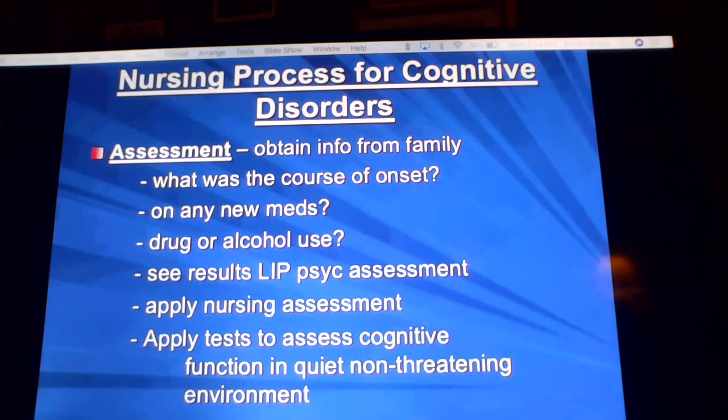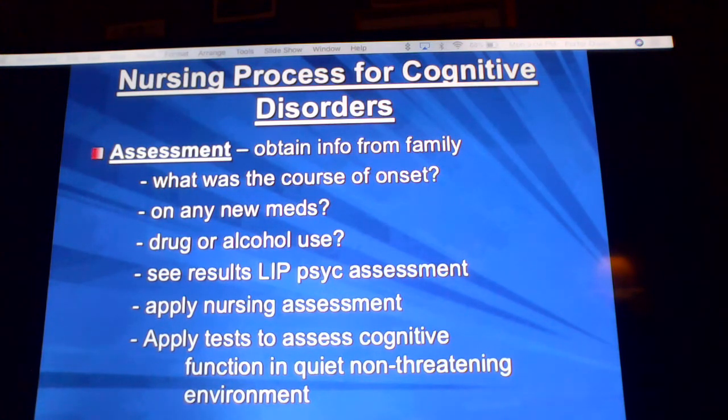Oh, my dad started getting very confused yesterday. We don't know what's going on. When did he start on this med and this med? Well, he started on those meds 3 days ago. It's probably those medications, okay? Drug and alcohol use, okay, because we know that alcohol and drugs can cause confusion.